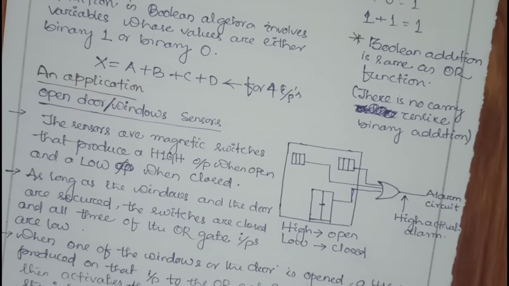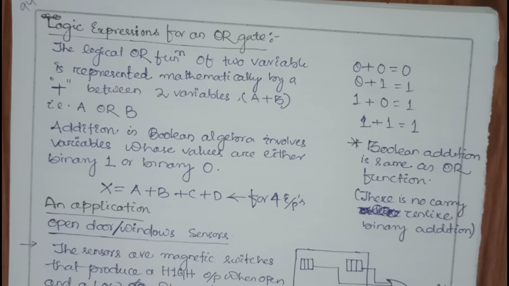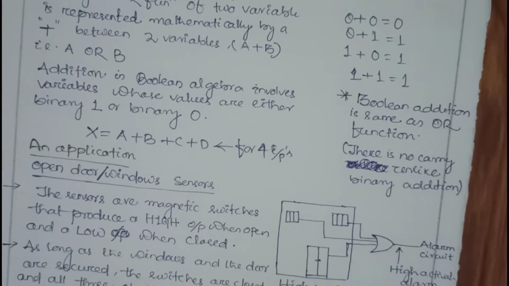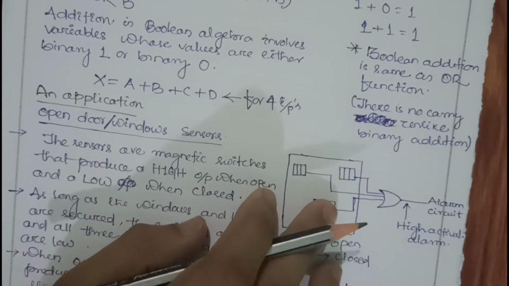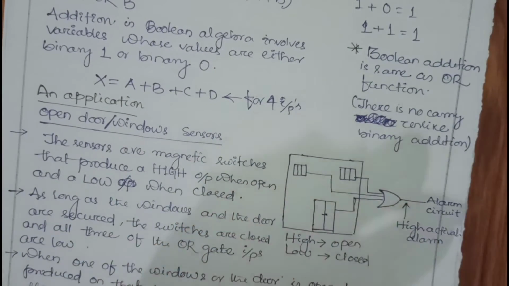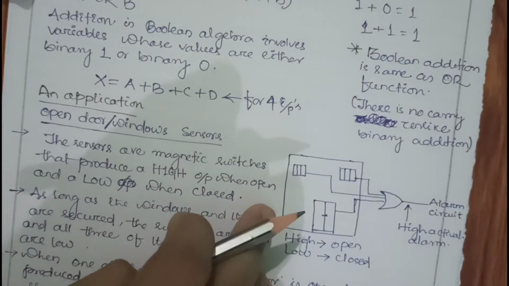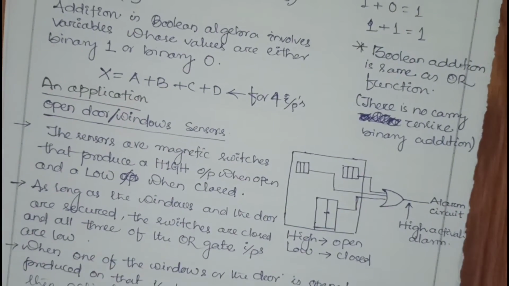Like in the AND gate, this OR gate represents Boolean addition. The AND gate represents Boolean multiplication. Here you see it is the Boolean addition. Okay. So we took one example, that is a door and window, and when any of the windows is open, the output will become 1 and the alarm will ring. And when all 3 are closed, the output is 0, there is no alarm.